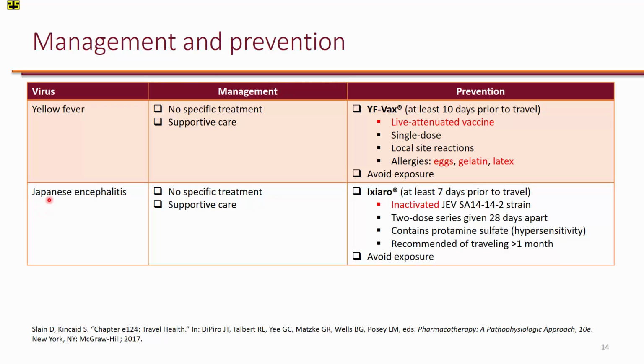Now, Japanese encephalitis virus, also no specific treatment. We do have a vaccine available that should be given at least 7 days prior to travel to a Japanese encephalitis endemic region. It is an inactivated vaccine. It is a 2-dose series given 28 days apart. So the second one should be given at least 7 days prior to travel. So you can imagine 28 days before the 7 days would be the first dose.